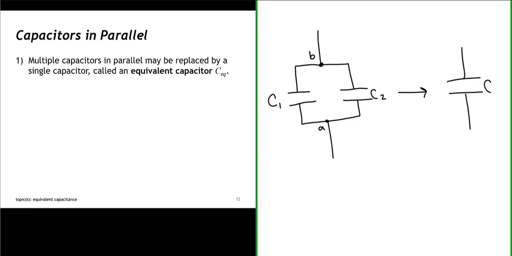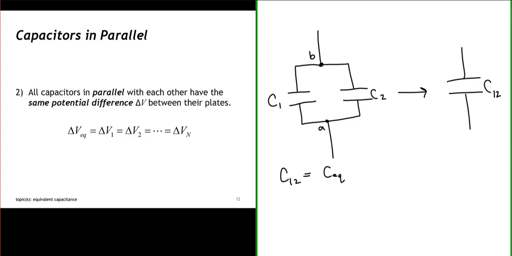These two capacitors can be replaced by a single equivalent capacitor. This equivalent capacitor will have a capacitance equal to some combination of the first two capacitances. C12 is our equivalent capacitance. Because capacitors in parallel share the same two points in common, all capacitors in parallel with each other have the same potential difference between their plates.